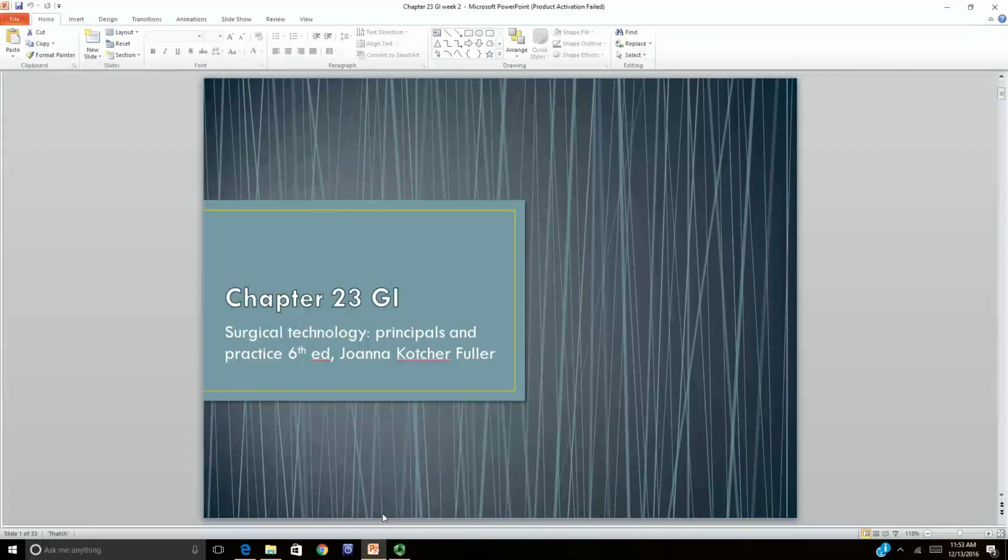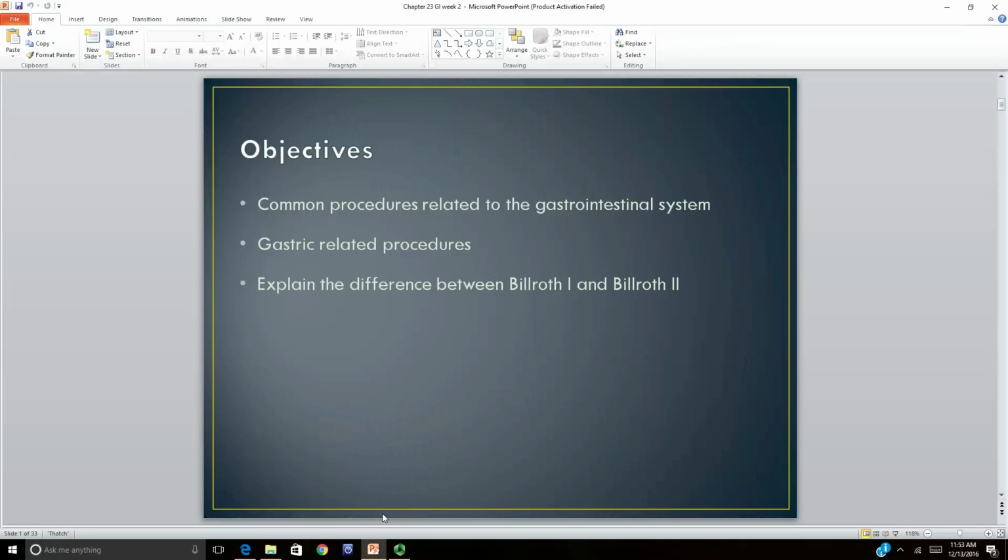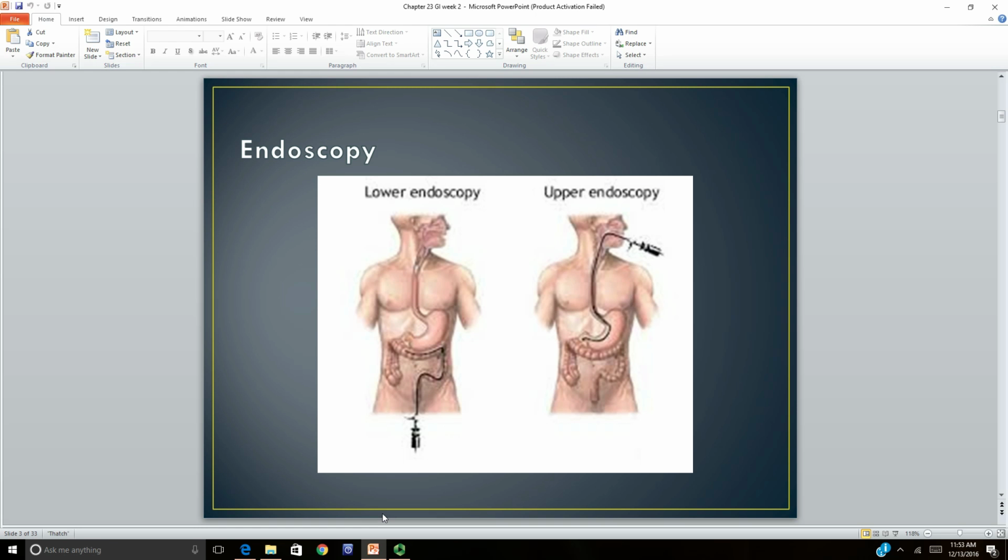Chapter 23, Part 2. The objectives are the common procedures related to the gastrointestinal system and gastric-related procedures. Endoscopy is an outpatient procedure when the patient is under sedation. In all cases, physiological monitoring includes cardiac, oxygen, respiratory, blood pressure, and level of consciousness.